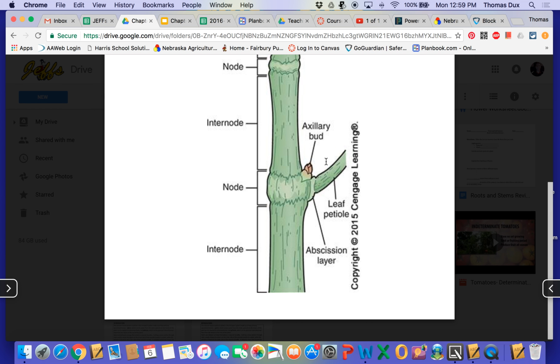Node, internode, node, internode, node, internode, to the right. Then number 3 was the lenticel. 7 is the auxiliary bud. Then this is the leaf petiole.